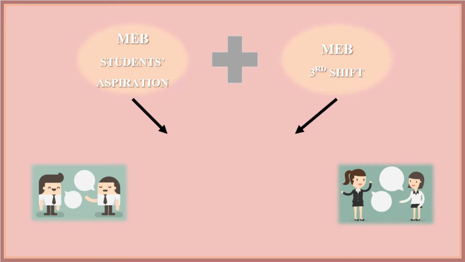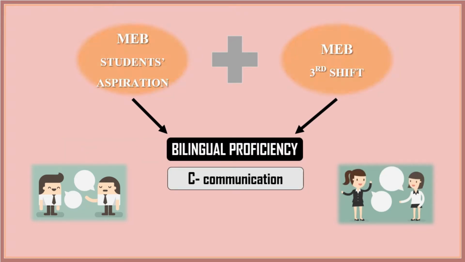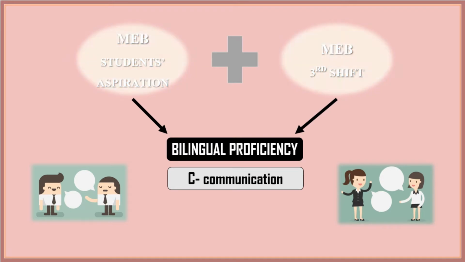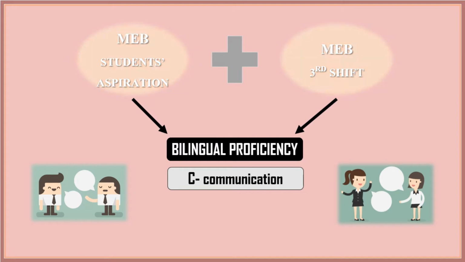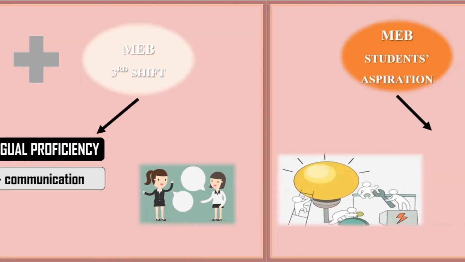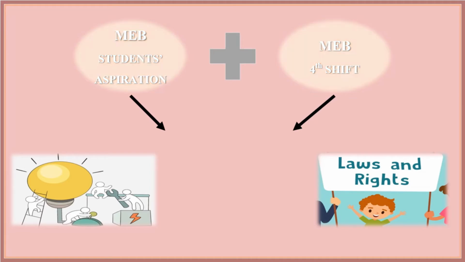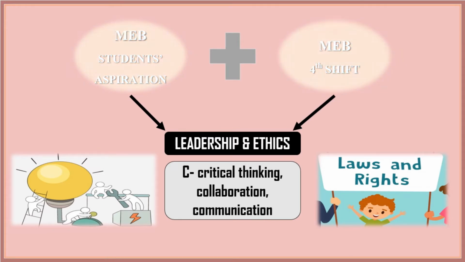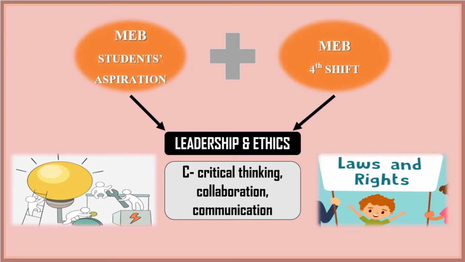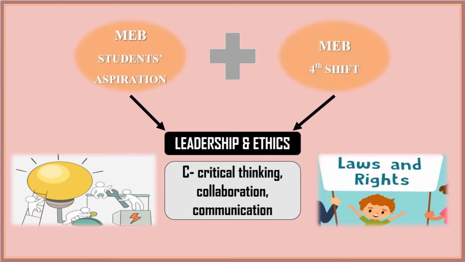Strength 1. Bilingual proficiency in MEB, which includes Bahasa Malaysia and English language, through its third shift aims to enhance communication between the multiracial society in Malaysia. Strength 2. MEB, through its fourth shift, aims to build leadership and ethics among students, which will allow them to graduate from school as a global citizen with good critical thinking, collaboration, and communication skills.